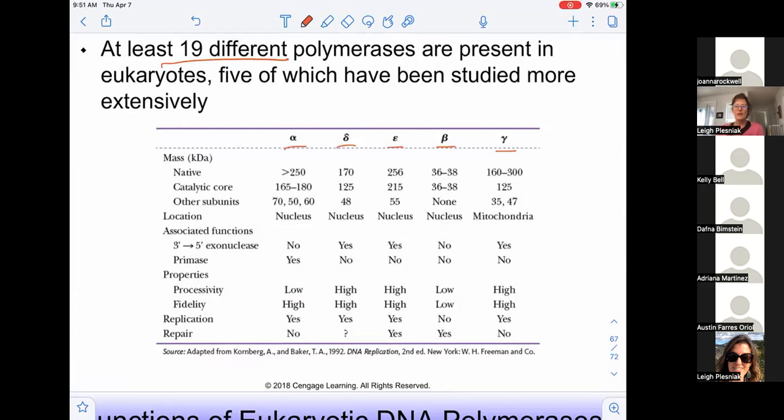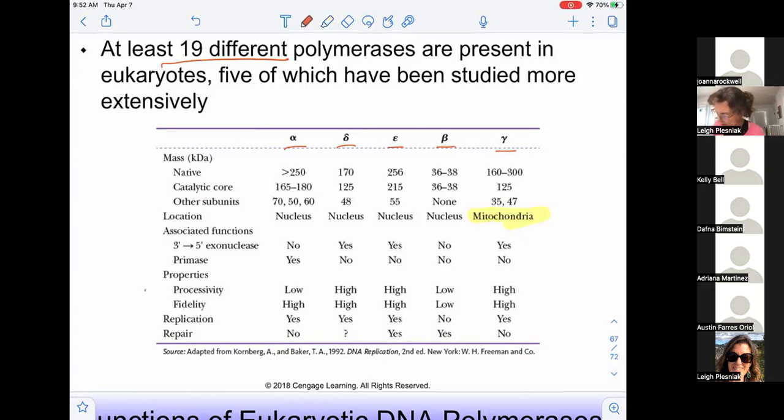And remember, we were looking at a couple properties of DNA polymerases in terms of identifying the ones that would be the polymerases responsible for copying the genome. So if we look at the data here, we can see that, okay, gamma is found in the mitochondria. So that one's going to be responsible for copying mitochondrial DNA. So that one's definitely not going to be the one that copies the genome.